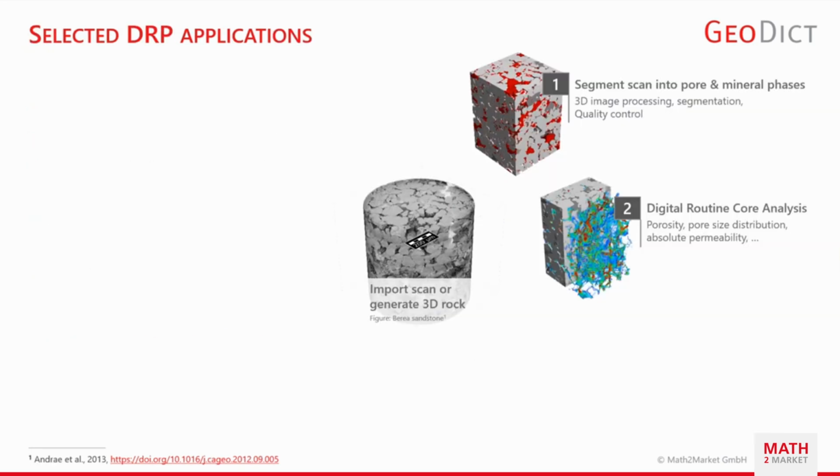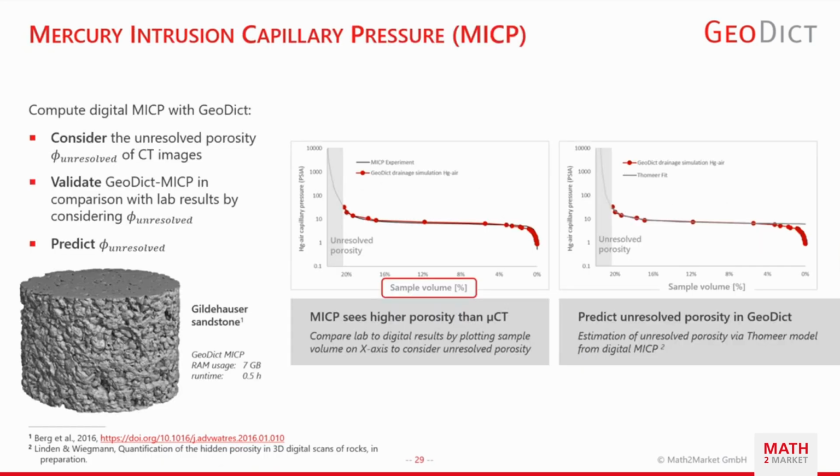Okay. Next topic would be the geometrical characterization. There's mercury injection capillary pressure in GeoDict. So you can compute the digital MICP, which considers the unresolved porosity of micro-CT images. You can also validate the GeoDict result by comparing the digital with a lab MICP. All you need to do is take care that you plot the x-axis versus total sample volume, which gives you a nice fit of curves, as shown here for lab data from the Steffen Berg et al. 2016 paper, where we show how good it fits.